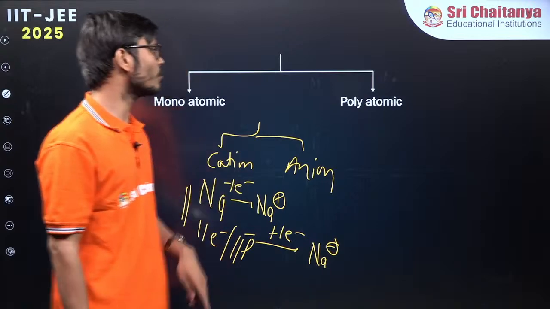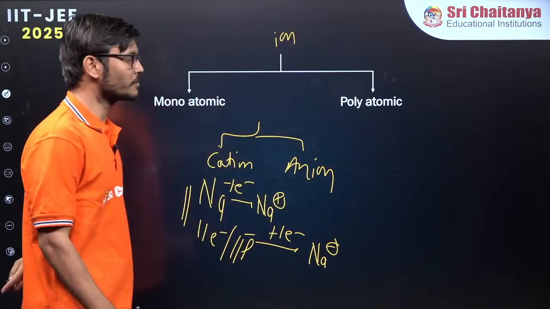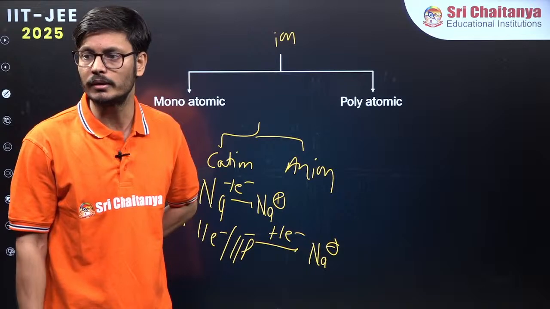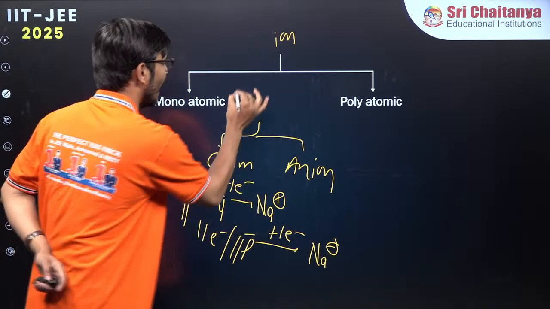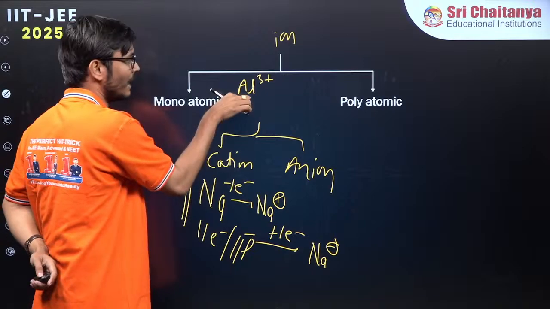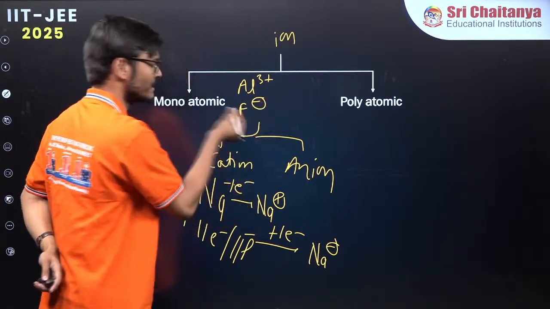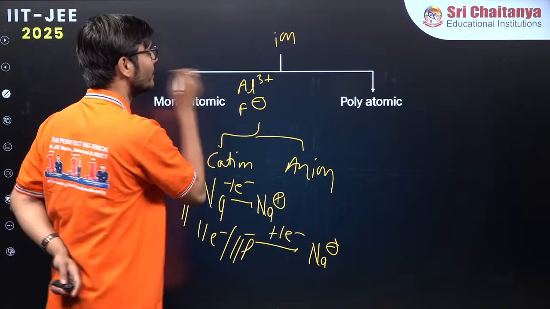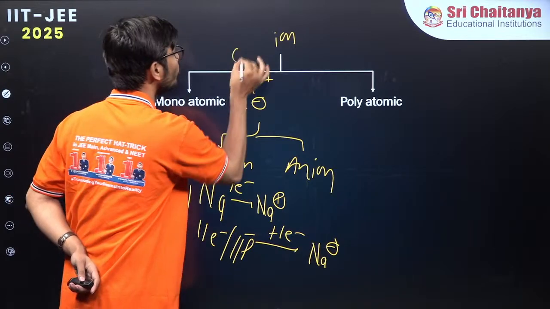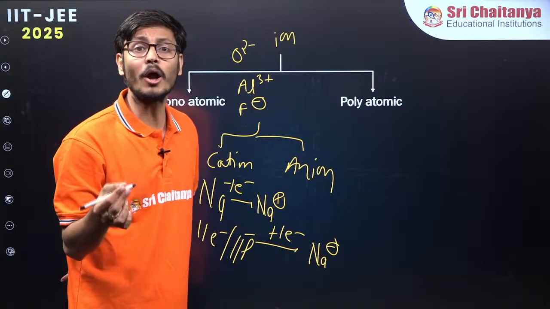Now there are two types of ions. One is called monatomic, one is called polyatomic. For example, let us say we have aluminium 3 plus. This has a single atom, so monatomic. Let us say we have F minus. Single atom, monatomic ion. Let us say I have O2 minus, oxide ion. Single atom, monatomic ion. What are polyatomic?